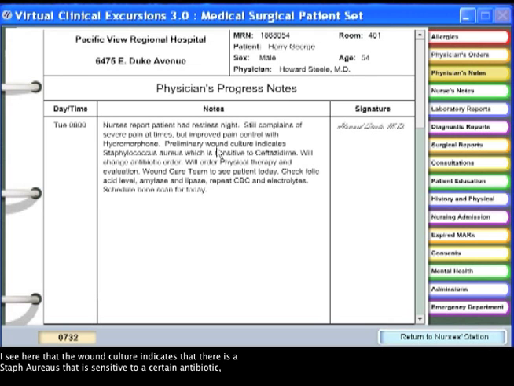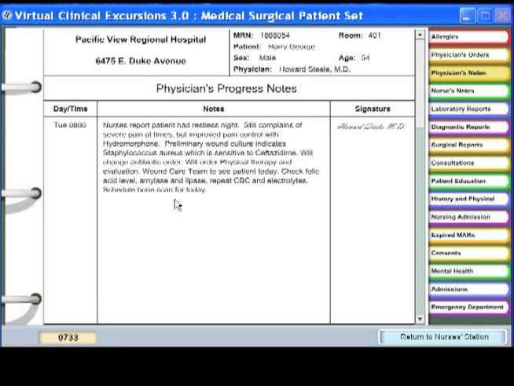I see here that the wound culture indicates that there is a Staph aureus that is sensitive to a certain antibiotic, and that antibiotic order will be changed as appropriate. Physical therapy will be ordered for evaluation for this patient, and also the wound care team is here to see the patient today.